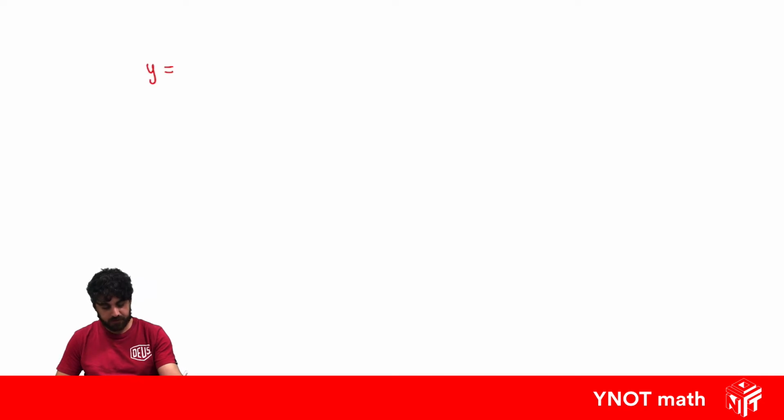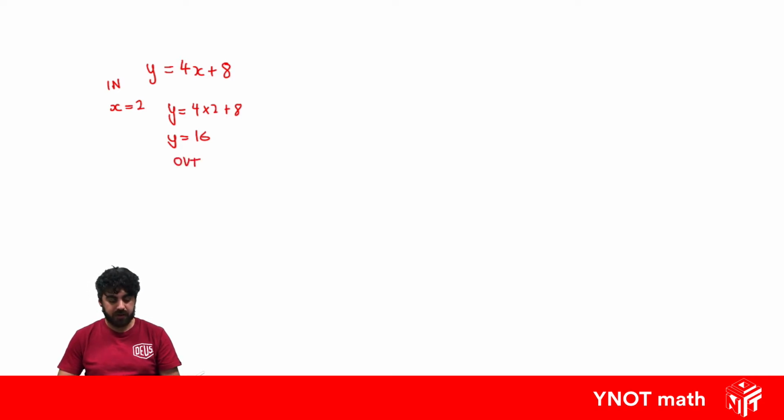So if we have a function y equals 4x plus 8, let's just look at what happens when we have x equals 2 as our input. So we get y equals 4 times 2 plus 8, so we just get 8 plus 8, which is 16. So if our input was 2, our output was 16. But what if we wanted a function where when we inputted 16, we got an output of 2?